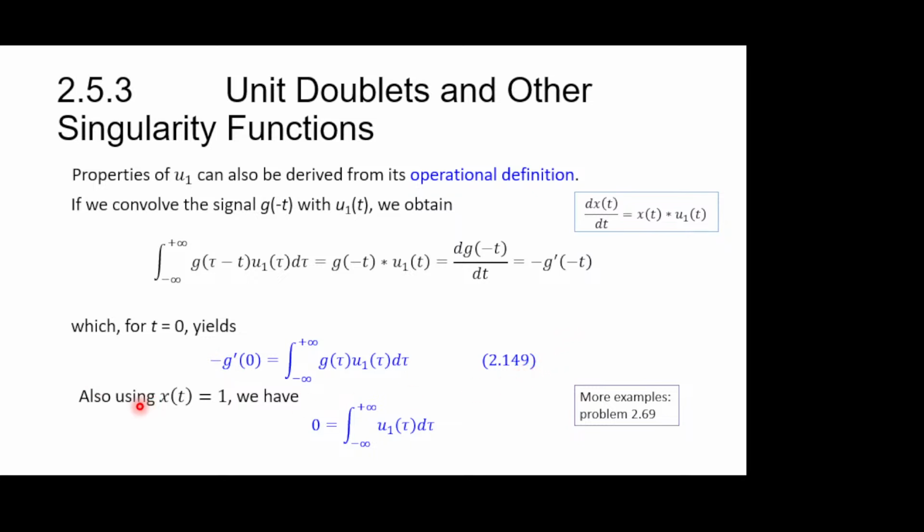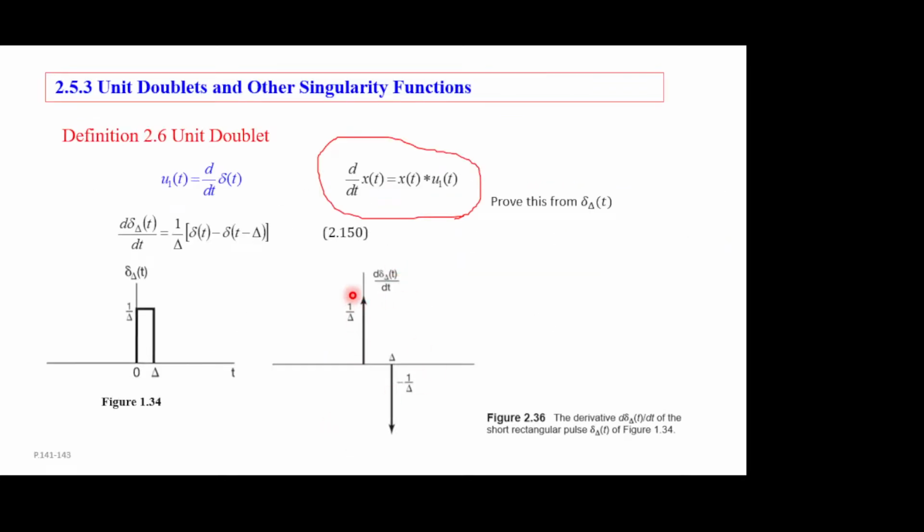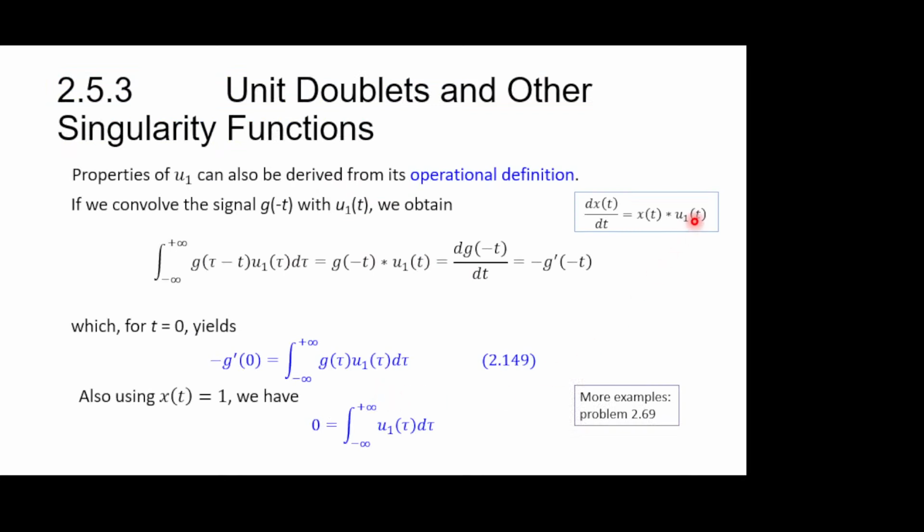Also, if you put x of t equal to 1 here, then integrating u1 of t over everything gives you 0. That makes sense, right? Because you have an infinite spike and the same infinite spike in the negative direction, so integrating over this, those two should cancel out. Anyway, that's the operational definition. That's the most important thing you need to remember, and you can derive a lot of properties and see more in the problems.